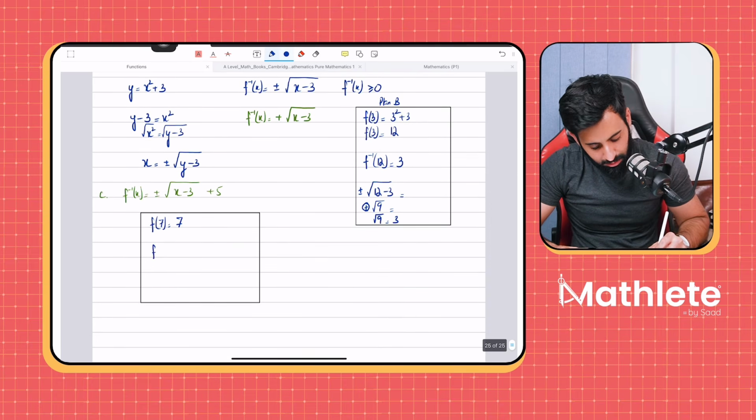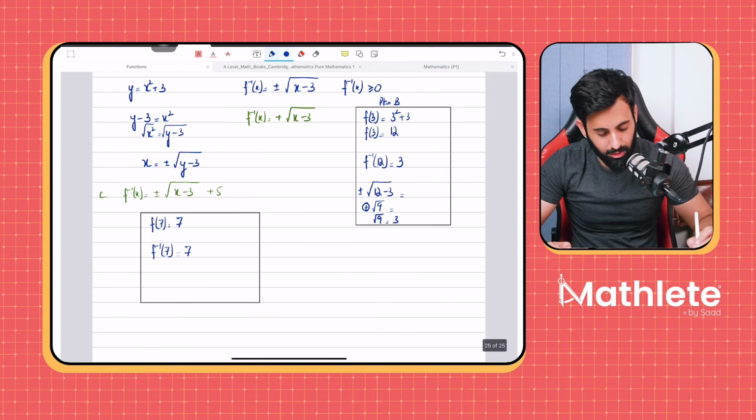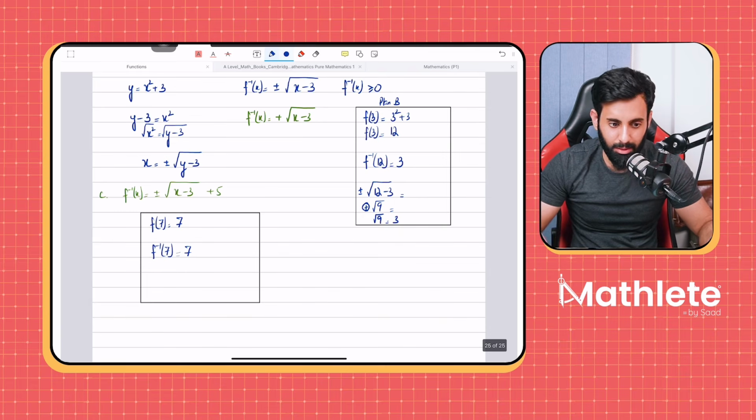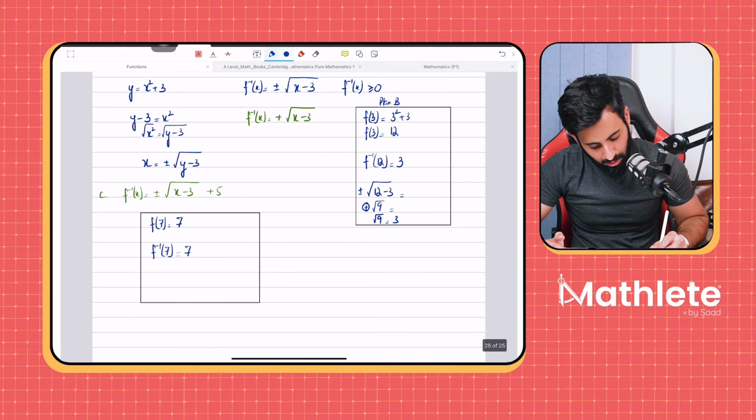That means now, if you plug in 7 in the inverse function, you should also get what? What should your output be? It should also be 7. Okay, now let's see whether we get 7 with the positive sign or with the negative sign. So f inverse of 7 means 7 minus 3, plus or minus 5.